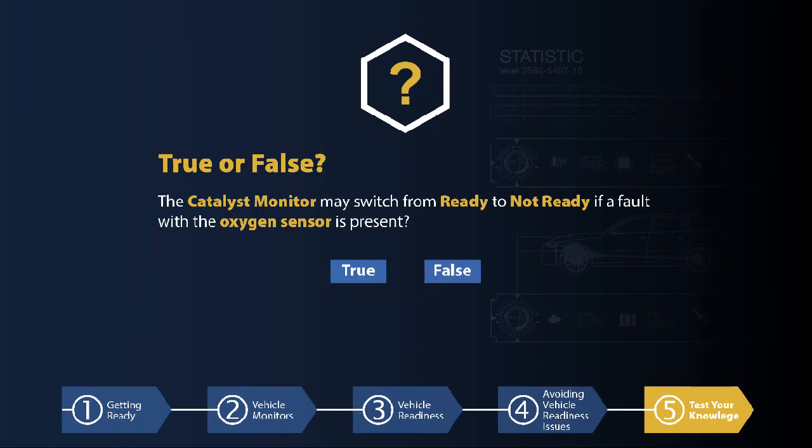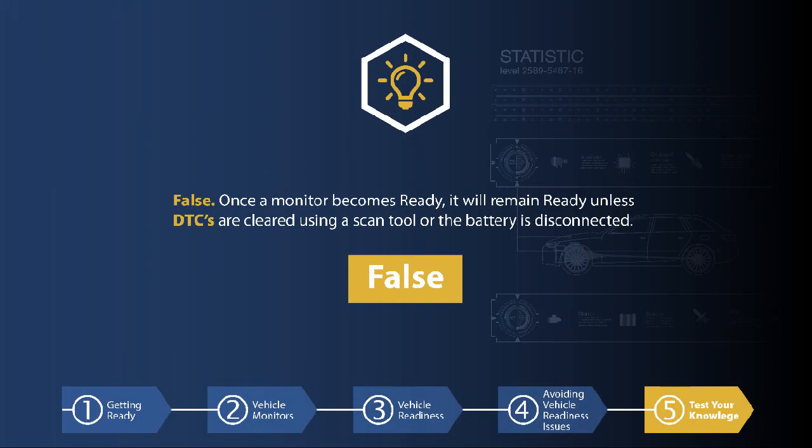True or false? The catalyst monitor may switch from ready to not ready if a fault with the oxygen sensor is present. The answer is false. Once a monitor becomes ready, it will remain ready unless DTCs are cleared using a scan tool or the battery is disconnected.